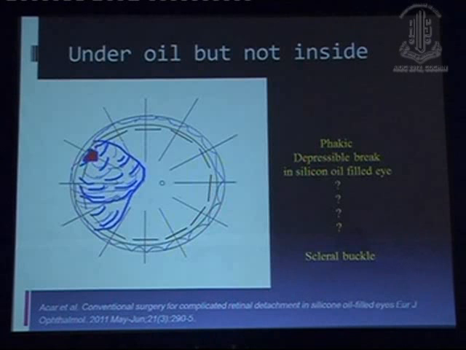Usually sometimes we have situations like this. In an under oil scenario, it's an oil-filled eye with a localized RD and a single leaking break in the periphery which is depressible. We can do a sterile buckle and we can get excellent results in these cases. You can just put in a localized buckle in that section, do a good cryo first, put a buckle, and if the pressure is a little high, you can make a stab incision in the pars plana and drain out a little amount of silicone oil to normalize the pressure.